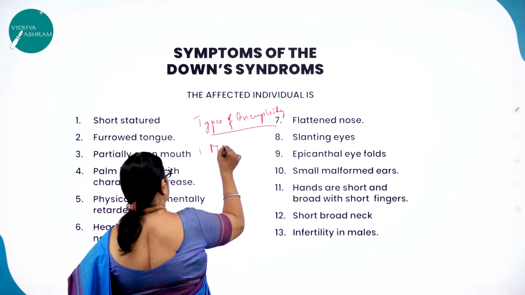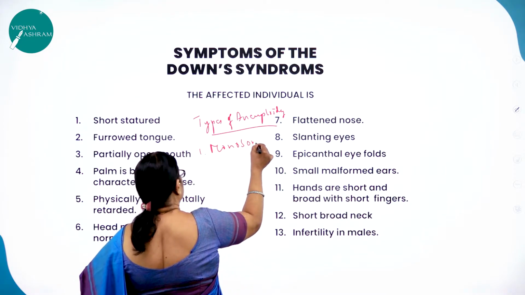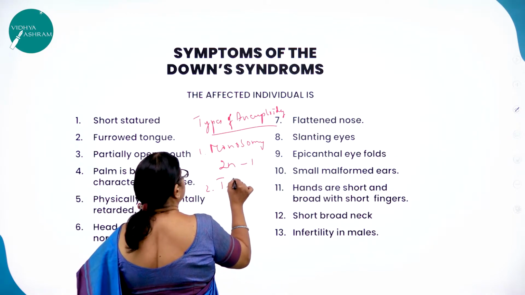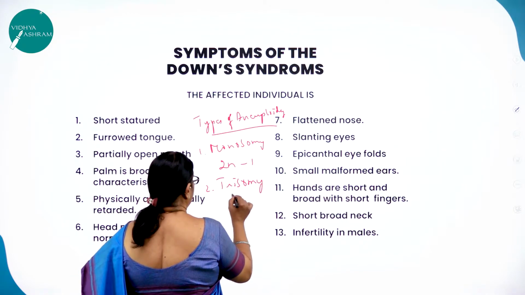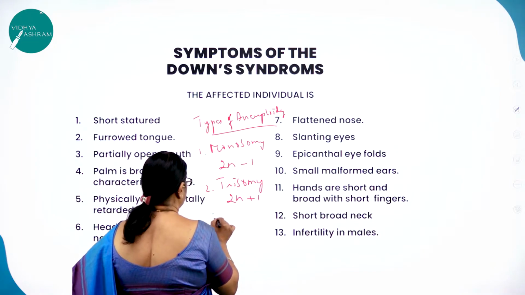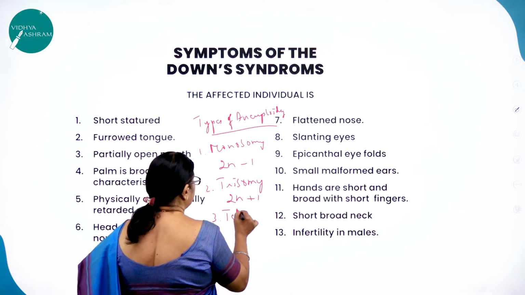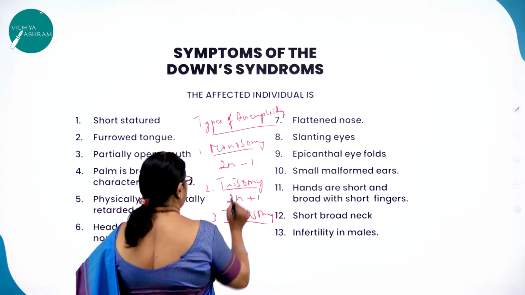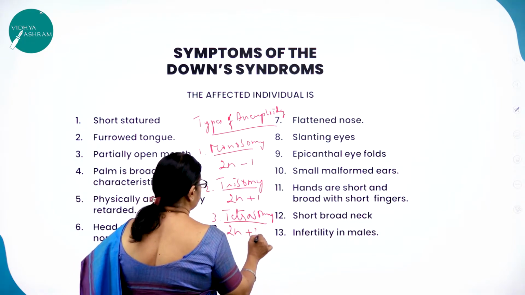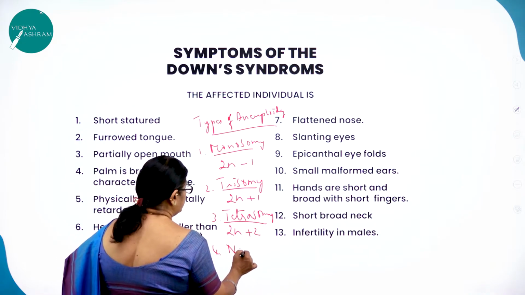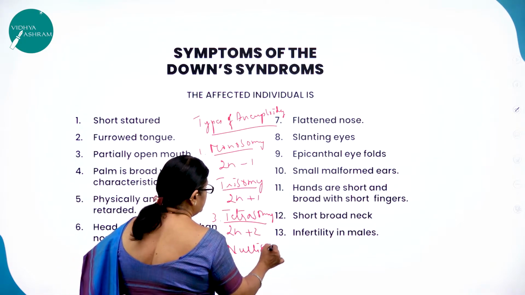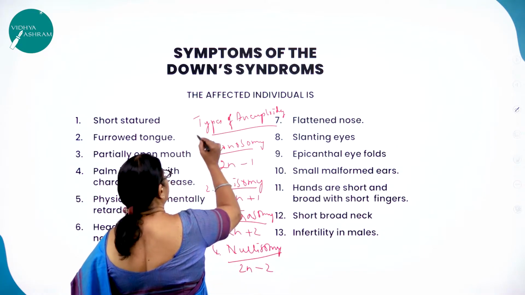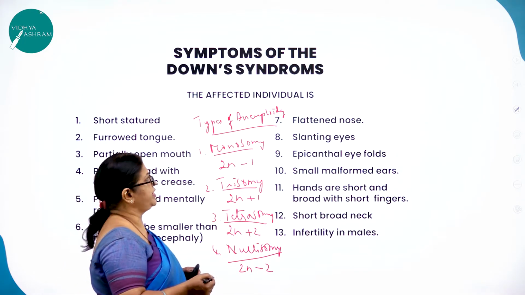One is called monosomy, that is 2n minus 1. Trisomy is 2n plus 1. Tetrasomy is 2n plus 2. Nullisomy is 2n minus 2. So these are the types of aneuploidies.